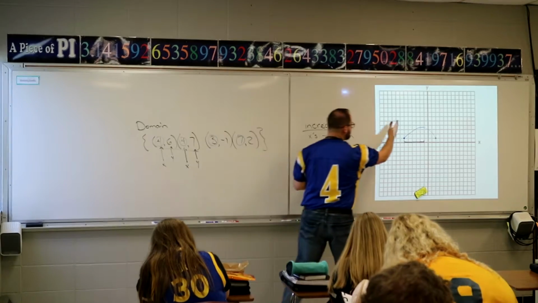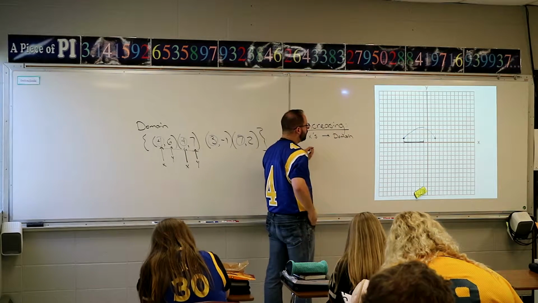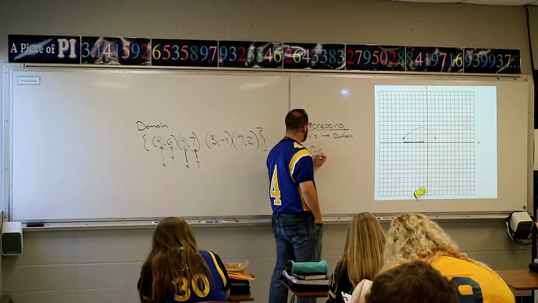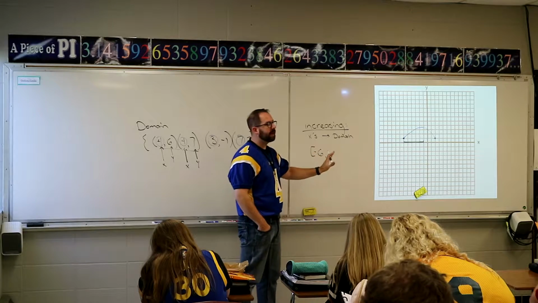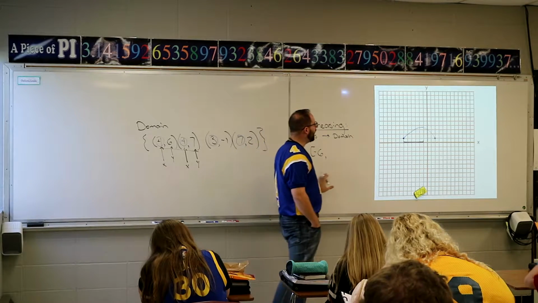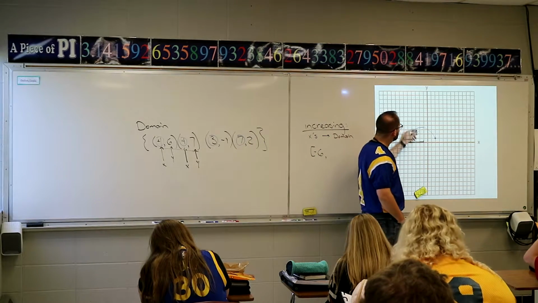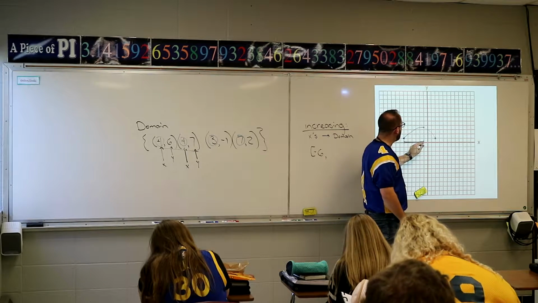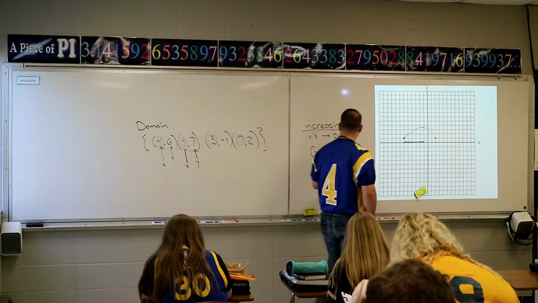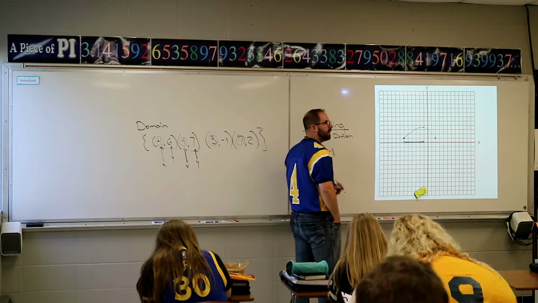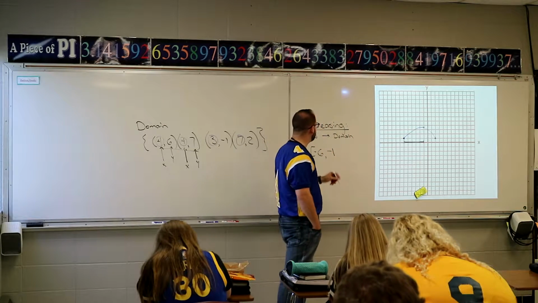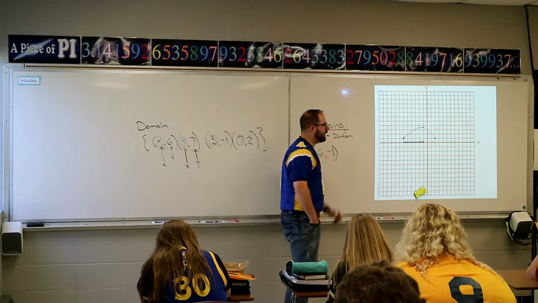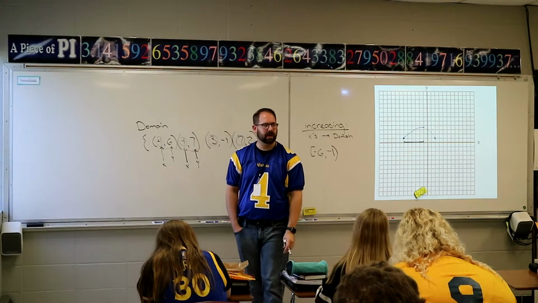What was my lowest x number? -6. And I'm using a bracket, because it was a solid dot there. It climbed all the way up until about -1 on the x-axis. Now, here's the weird thing. This is the goofy part. I'm going to put a parenthesis, not a bracket.